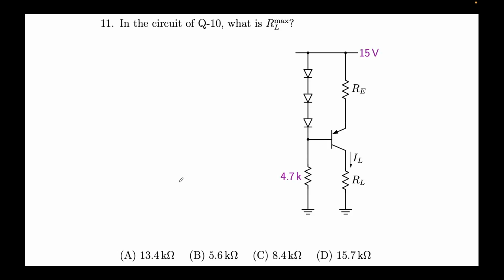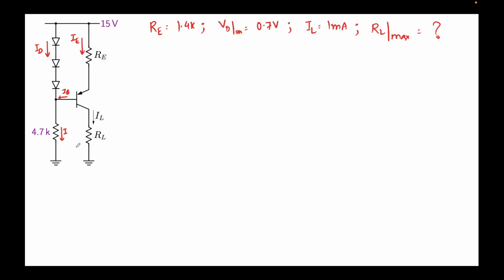Right. Now we are required to find, in the circuit of question 10, what RL max is. How do we find RL max? We'll invoke the similar principles that we invoked in the previous question. So this is the problem. We are required to find the RL max. RE is now given to be 1.4K. These are the currents just as before, and these are the voltages.